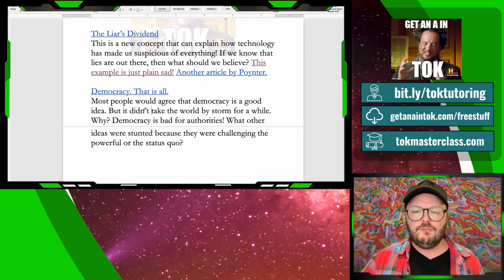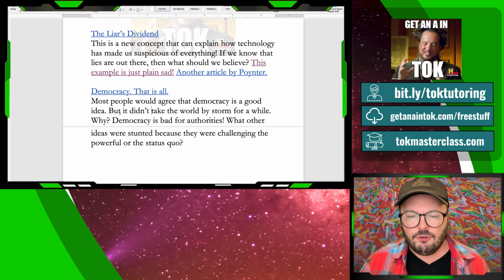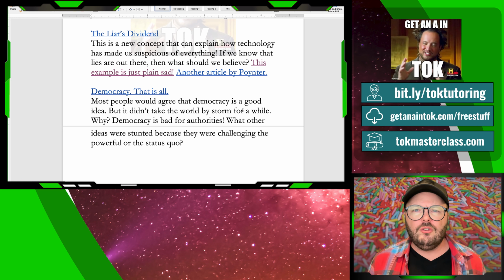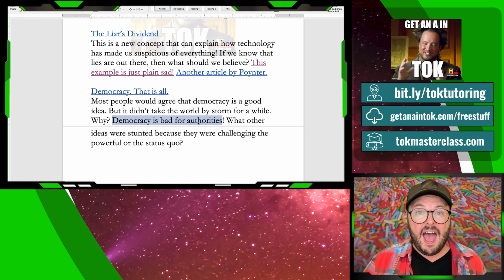Okay, democracy. Most people would agree that democracy is a good idea. I hope you do. If you don't, you probably like Donald Trump. Oh, but it didn't take the world by storm for a while. So democracy is over 2,000 years old. But why is democracy not standard in every single country? Well, the reason is democracy is bad for people who have power.